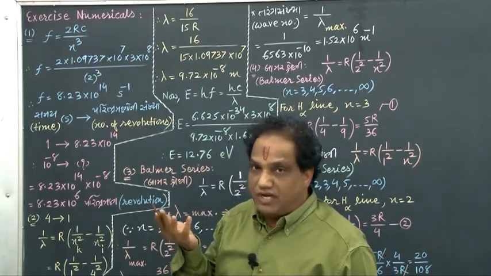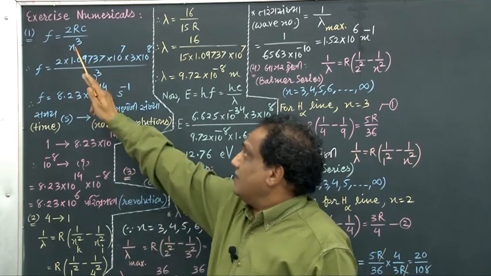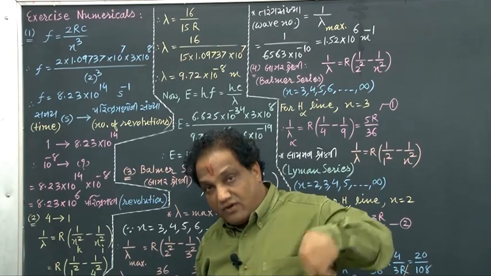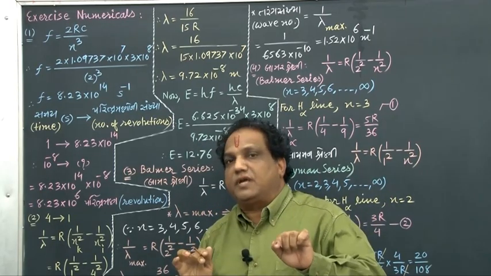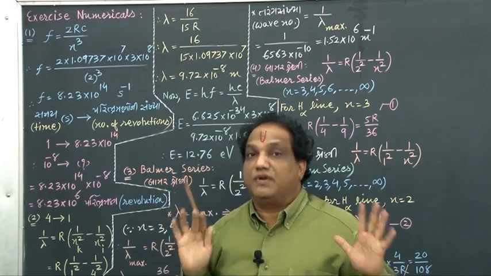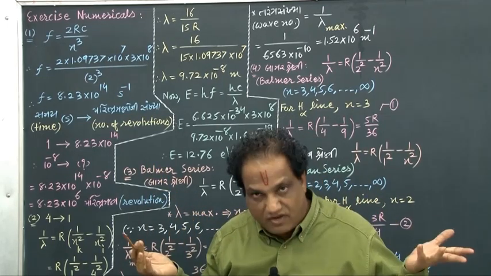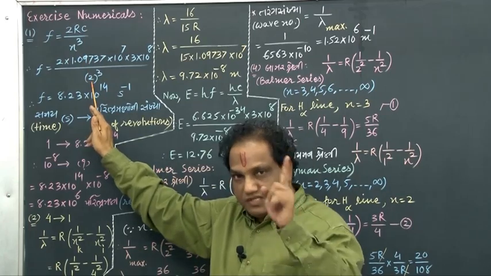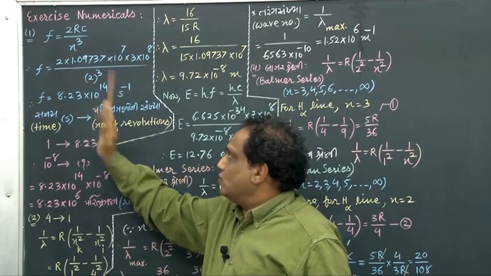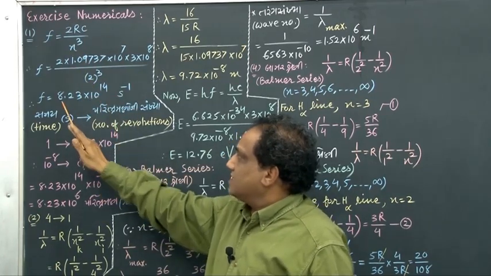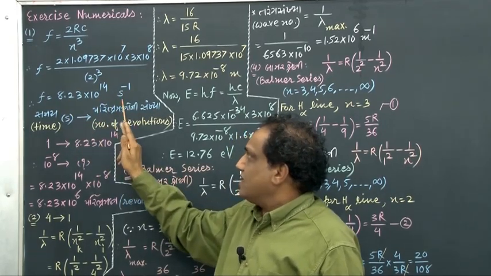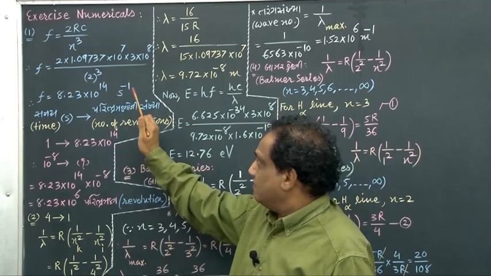C is velocity of light in vacuum, 3 into 10 raised to 8 meter per second. As long as the electron remains in the n equal to 2 orbit, in that much time interval, how many revolutions are completed by that electron, that is what we are looking for. So we should take n equal to 2, in the second orbit. Simplify, answer is 8.23 into 10 raised to 14 revolutions per second, that means second inverse.